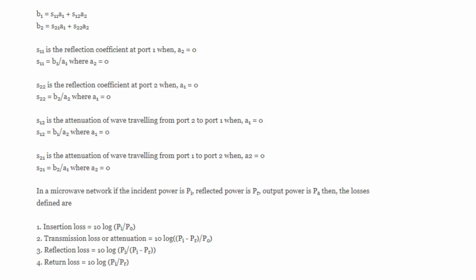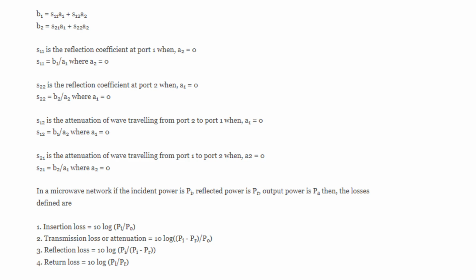S11 is the reflection coefficient at port 1 when A2 equals 0. So S11 is B1 divided by A1 where A2 equals 0. Similarly, if A1 is 0, S22 is B2 by A2. In the same way, if A1 is 0, S12 is B1 by A2. And S21 is the attenuation of the wave traveling from port 1 to port 2 when A2 equals 0, so S21 equals B2 by A1 where A2 equals 0.